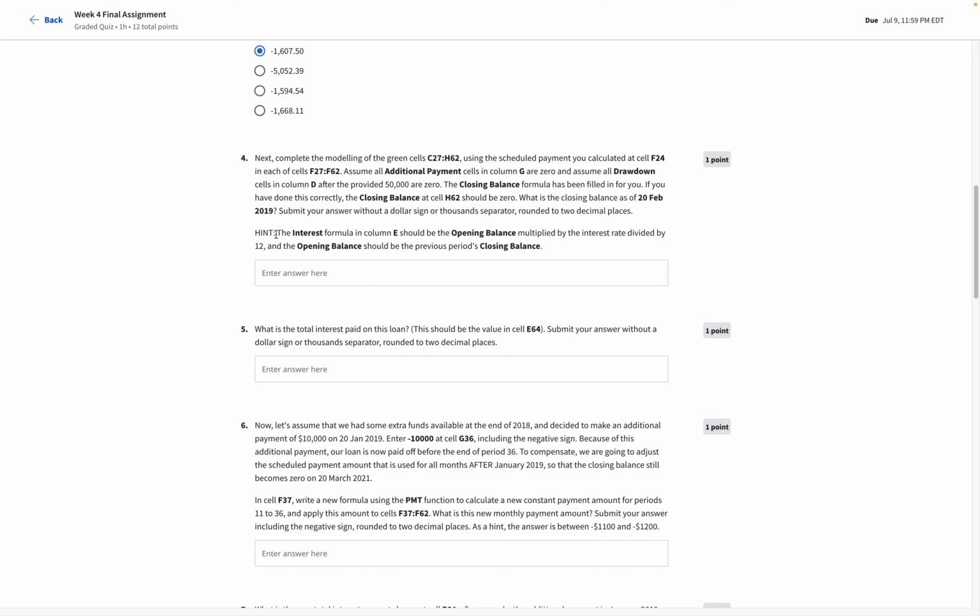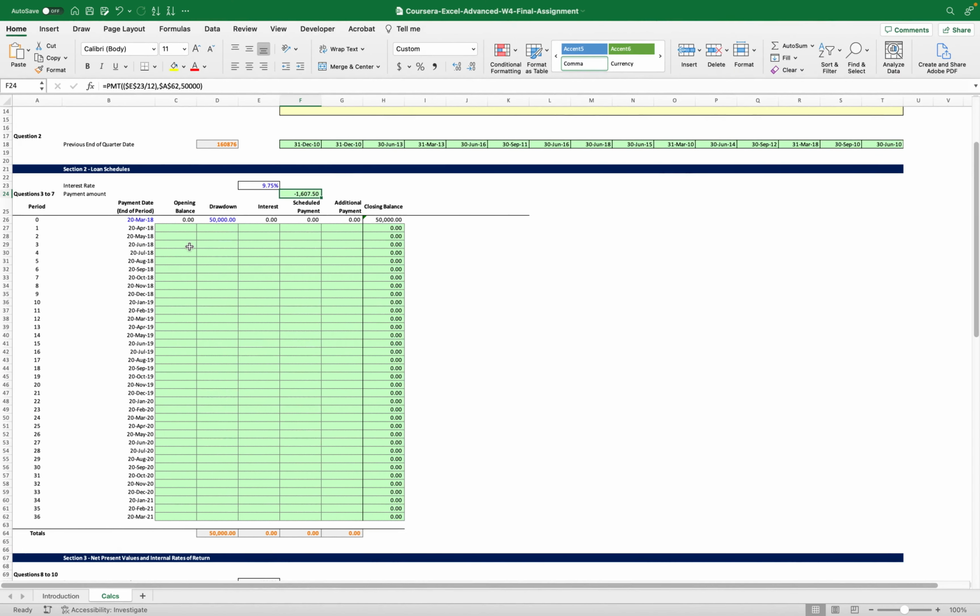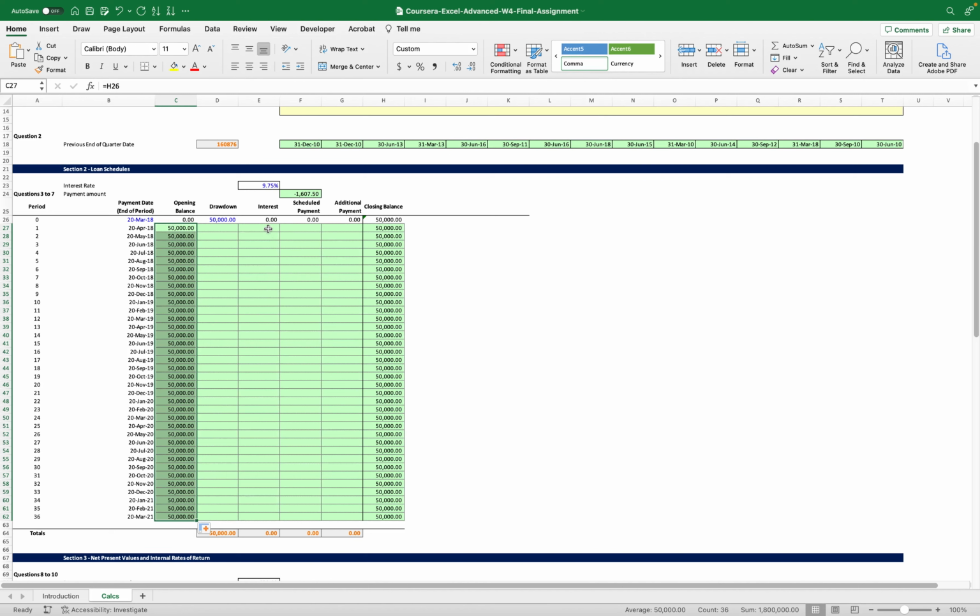So we can use a formula to calculate the interest payment. It will be the opening balance times the interest rate, and we have to divide by 12 because we're after the monthly rate. Our opening balance will always be our prior closing balance. The interest rate is going to be our interest rate, and then we have to lock this F4, and we're dividing by 12 to get the monthly rate.